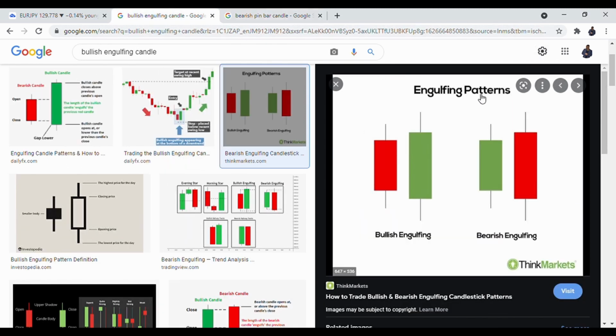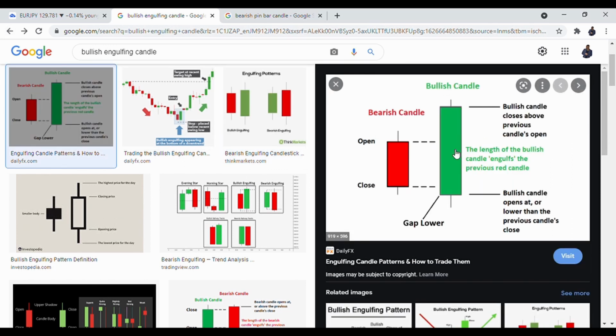And for the bullish engulfing, it's either bullish or bearish, but in this case it's a bullish candle covering all the move that the previous candle made. So this was the bearish move, open close, and the bullish, it came down a little bit but then came back up and came strong. So it's like it decided, alright, I was going to go down a little bit, but then you know what, I can't be bothered and continue going up. So basically the bullish candle closes above the previous candle's open, the length of the bullish candle engulfing the previous red candle.